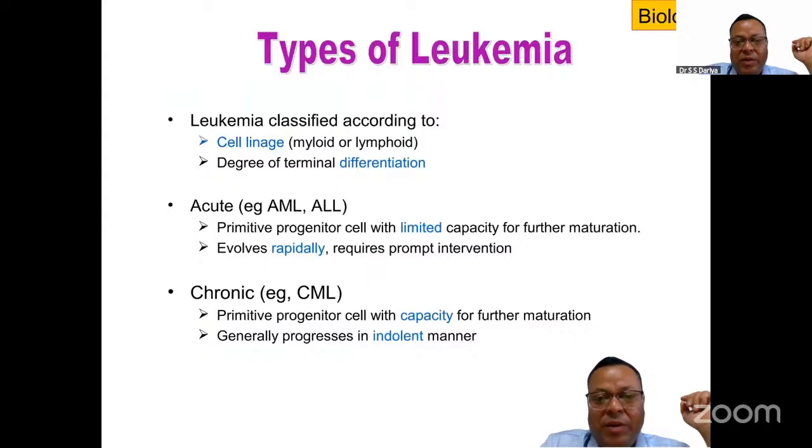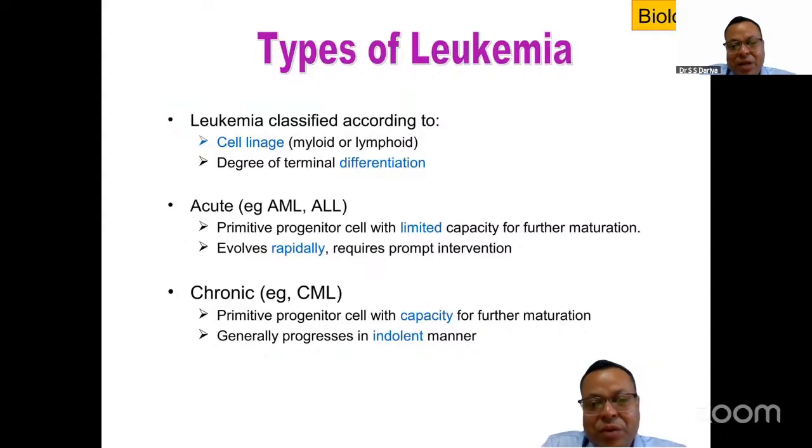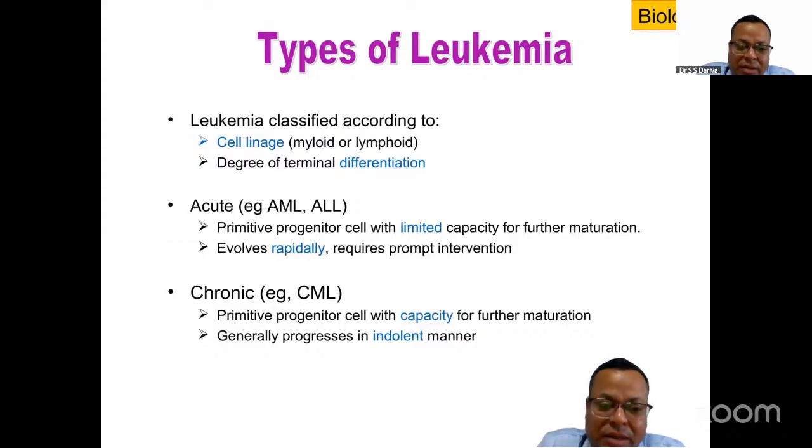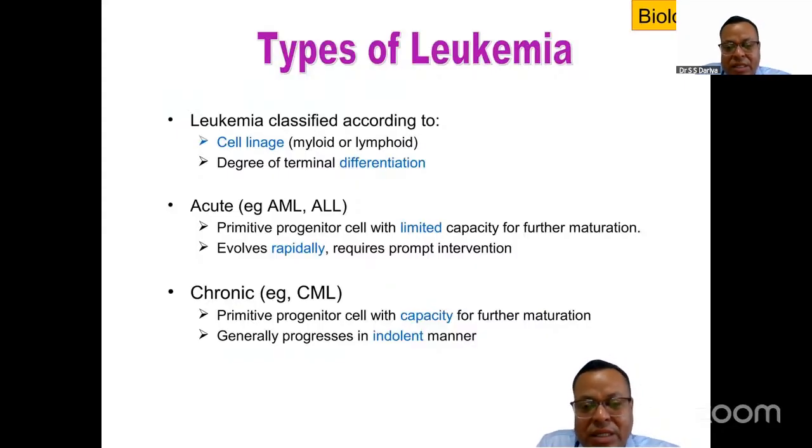The types of leukemia are classified according to cell lineage, whether myeloid or lymphoid, and the degree of terminal differentiation. In acute leukemia, there are progenitor cells with limited capacity for further maturation, and they evolve very rapidly and require prompt intervention. That's why they are acute, either AML or ALL. In chronic leukemia, these are primitive progenitor cells with capacity for further maturation, and generally they progress in an indolent manner.